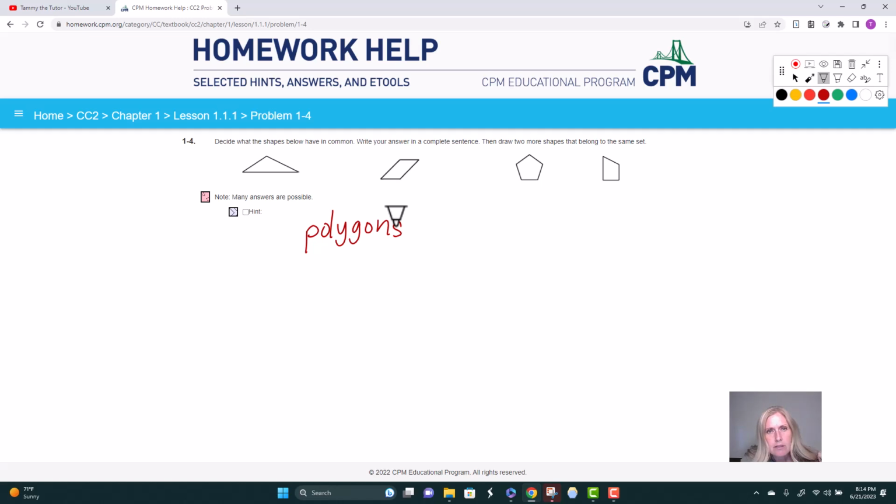Something else that I notice about each of them, all of them I'm seeing have at least one obtuse angle. Remember, obtuse means greater than 90 degrees. That's an obtuse angle. This one has a couple. These are all the same and they're all obtuse. And there's an obtuse right there. So that is one thing they all have in common. Obtuse angles.